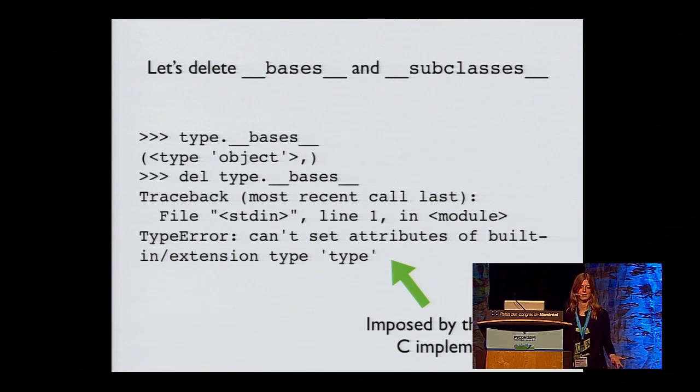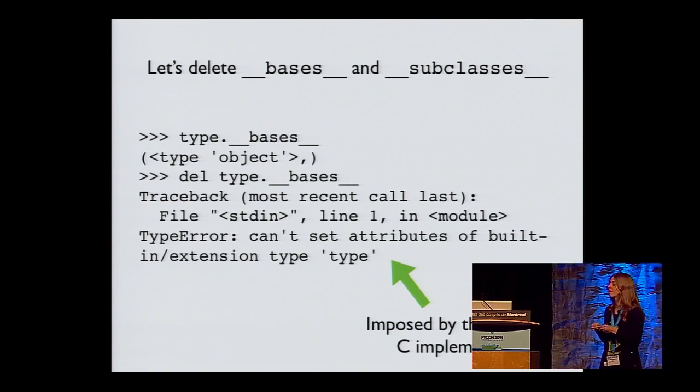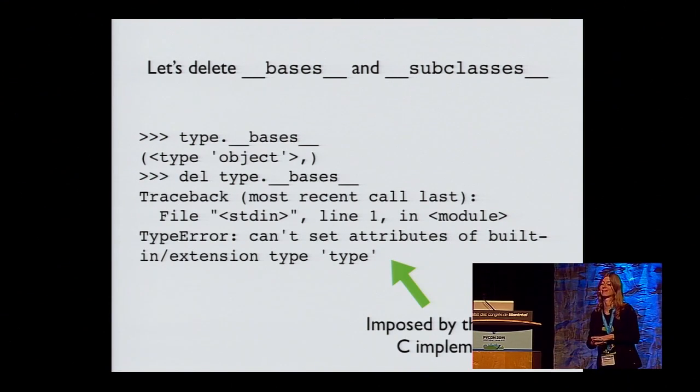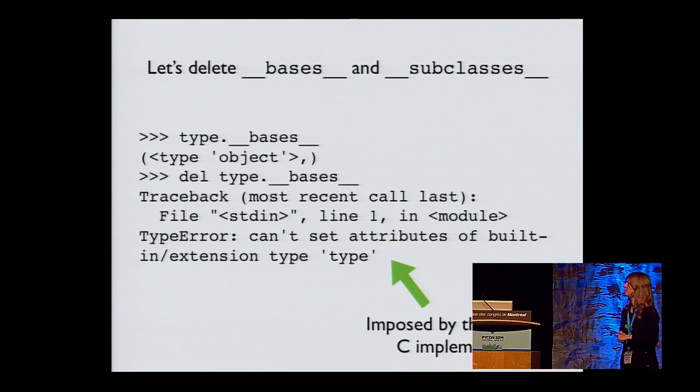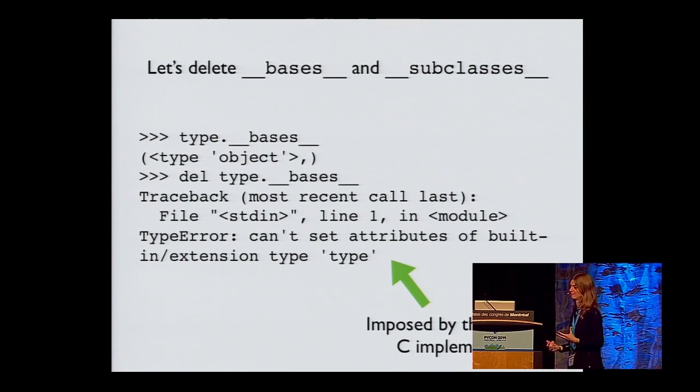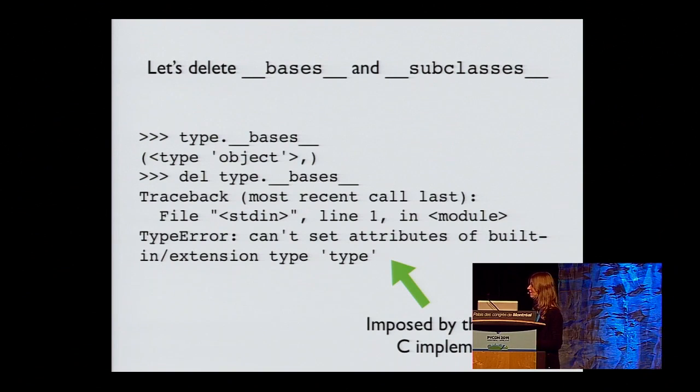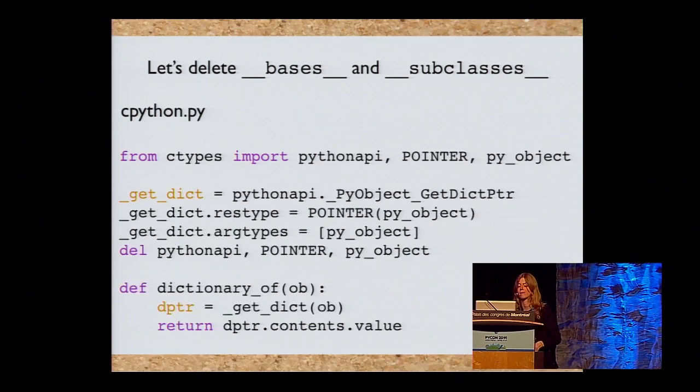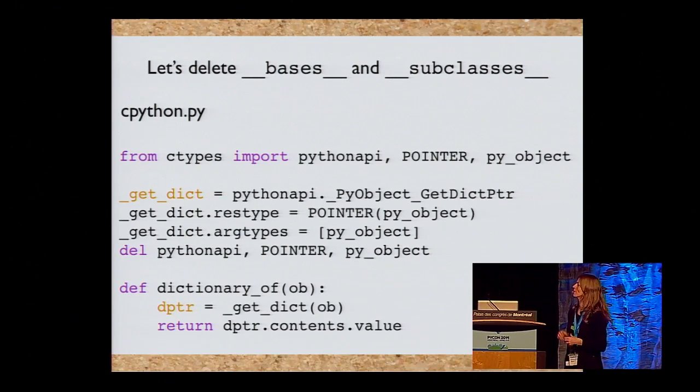Shoot, that did not work. And the reason it doesn't work is because there's a check on doing this. You can't actually set attributes of type. This is imposed by the underlying CPython implementation. So we can't delete them from Python. But fortunately, if we're willing to invest a little bit of effort, we can actually work around that.